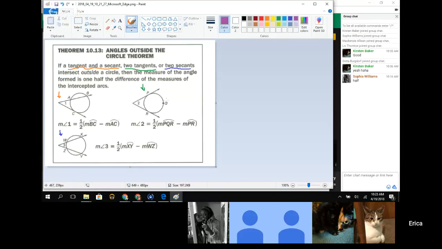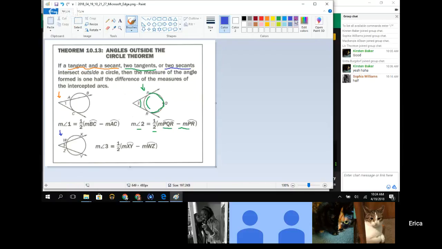I'm going to start with the tangent one because I think it looks the most clean. Okay. So if you want to find the measure of angle 2, it's equal to 1/2 the measure of arc PQR, so this is PQR, minus PR. So basically the big arc on the outside minus the arc on the inside, divide that by 2 and you will get the measure of angle 2.